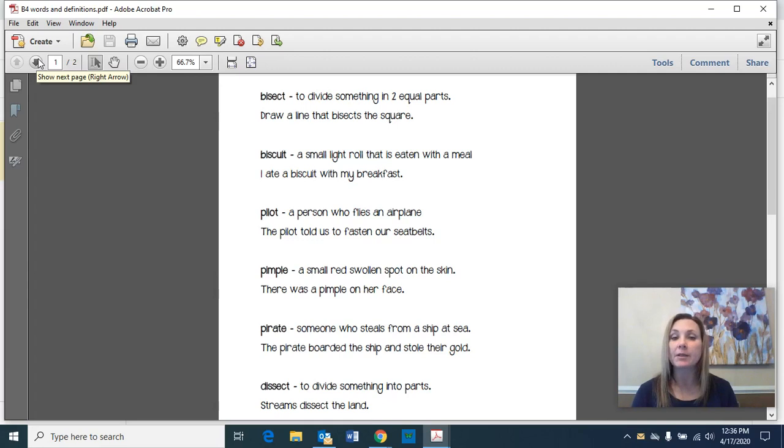So the first thing I'm going to do is tell you the words that we're going to be working on today. I'm going to give you the definition, and then I'm going to read it and use it in a sentence. Okay? So our words today are bisect, to divide something into two equal parts. Draw a line that bisects the square. Biscuit, a small light roll that is eaten with a meal. I ate a biscuit with my breakfast.